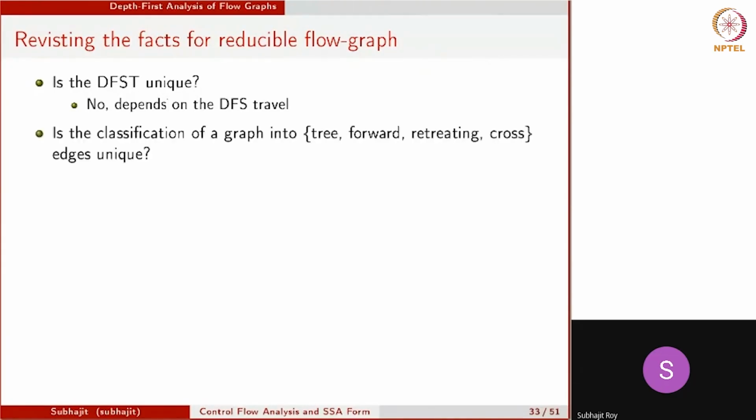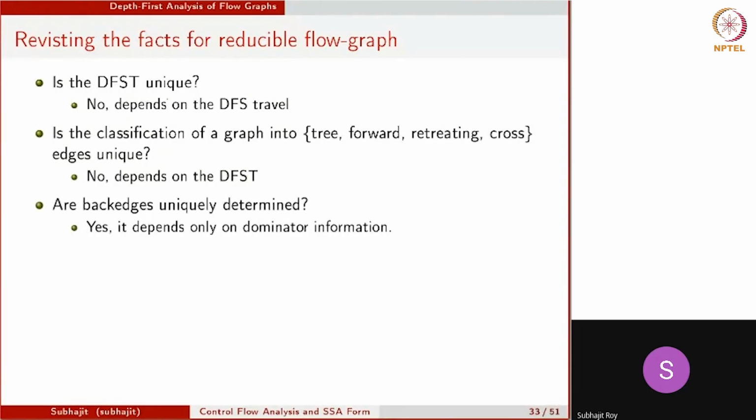Is the classification of edges unique? No, because it depends on the DFST, and the DFST cannot be unique. Are the back edges uniquely determined? They are always uniquely determined. They were uniquely determined then, and they are uniquely determined now. Are all back edges also retreating edges? Yes. If you have a reducible flow graph, your back edges are also retreating edges by definition.